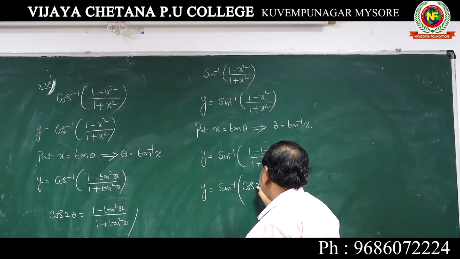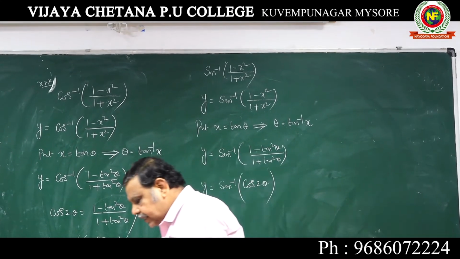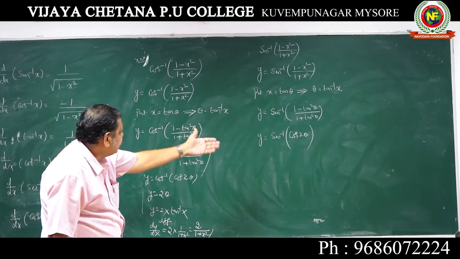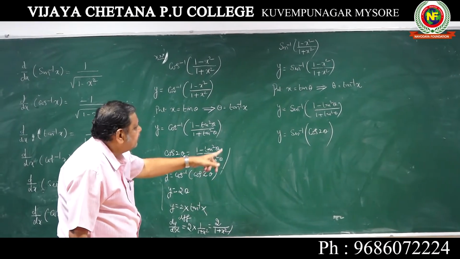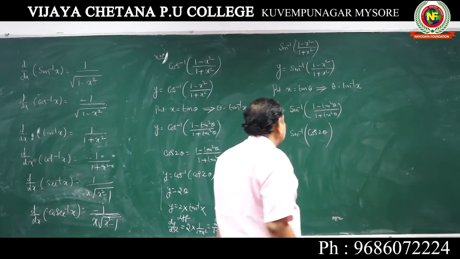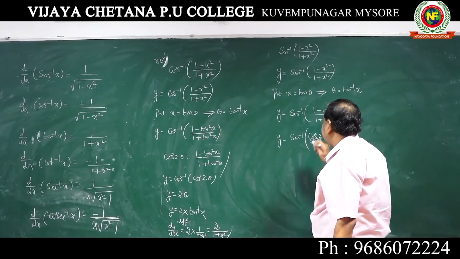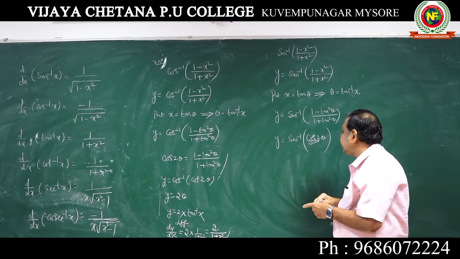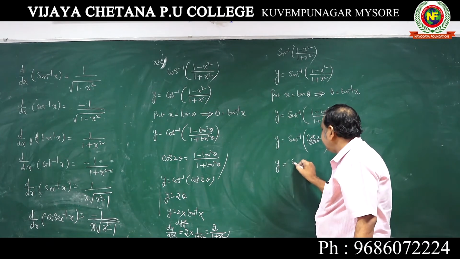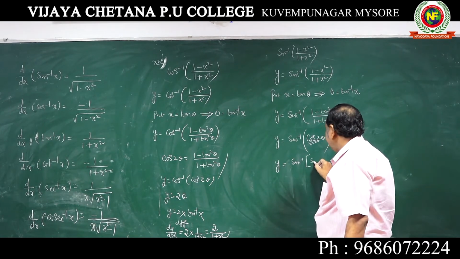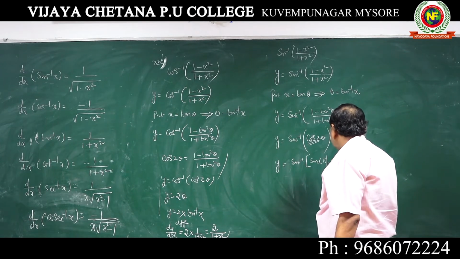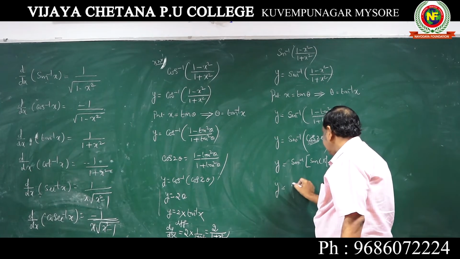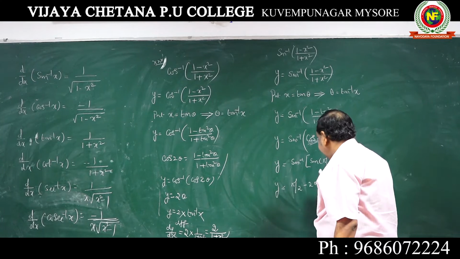That is cos 2 theta. Here your intelligence comes: sin inverse cos 2 theta. You cannot simply write 2 theta like this because it is sin. Here it was cos inverse cos 2 theta, here it is sin inverse cos 2 theta. We have to convert this cos into sin. Whenever it is a complementary function, cos can be changed as sin of pi by 2 minus theta. Y is equal to sin inverse sin of pi by 2 minus 2 theta. Sin inverse of sin x is x, so it is pi by 2 minus 2 theta.